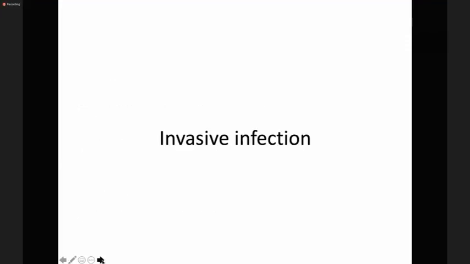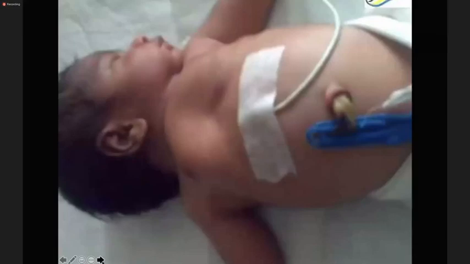Okay, so now we are going to move on to invasive infection. We looked at pustules, we looked at conjunctivitis, and we looked at one more thing, right, which was non-invasive. And now we are going to move into invasive infection, right? So invasive early infection. What can you see in this picture?